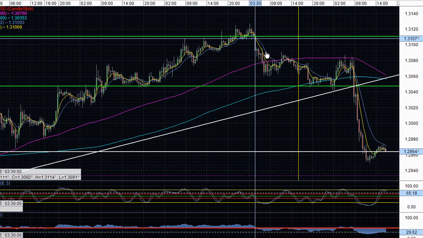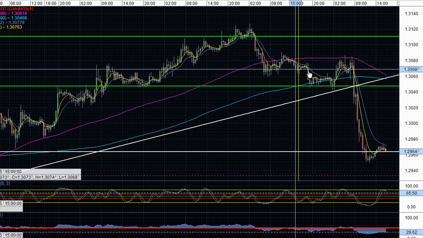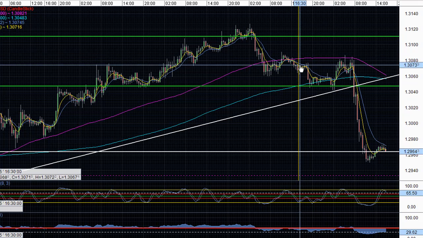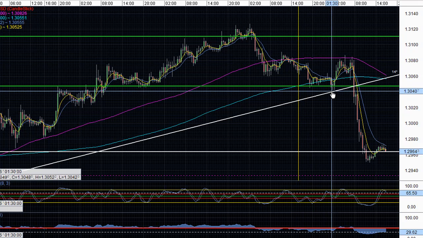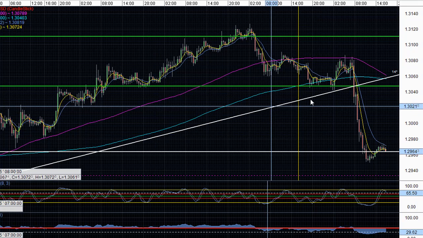So you can see how price broke below the 100 simple moving average line. And ever since then, it's been pretty much trading below this line. And it found support at this ascending trend line support that we see drawn in here. This ascending trend line support.